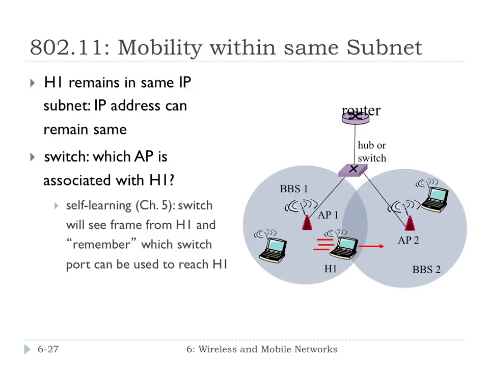How does mobility work when you move within the same subnet? Imagine we've got this scenario where there's a router connected to a switch, and the switch is connected to two access points. We have this host that's in BSS1, I'm sorry, BSS1, and it moves over to BSS2, basically from the range of one access point to another access point.